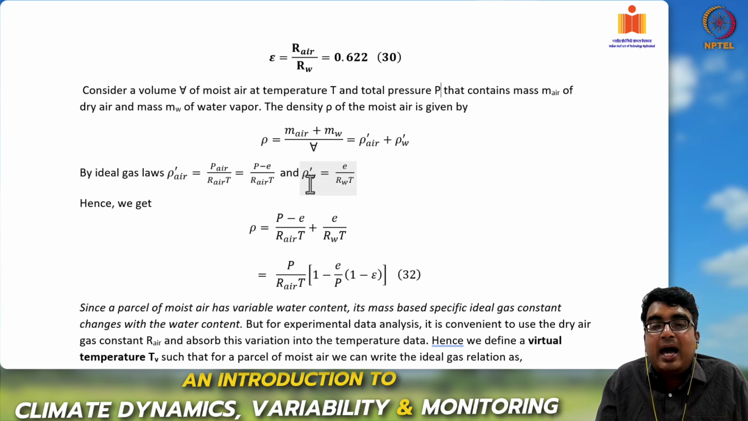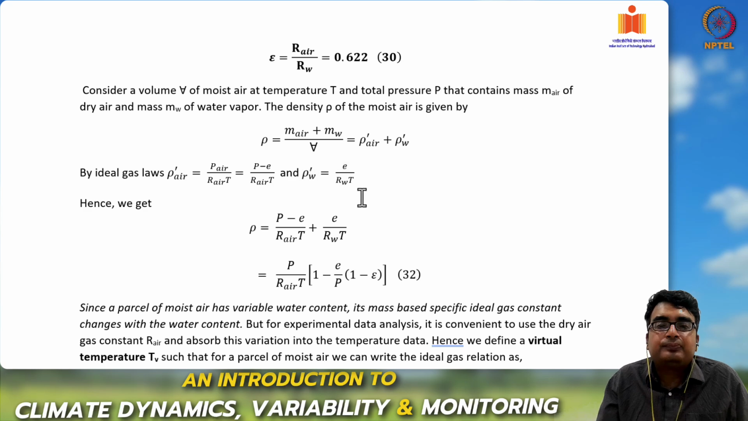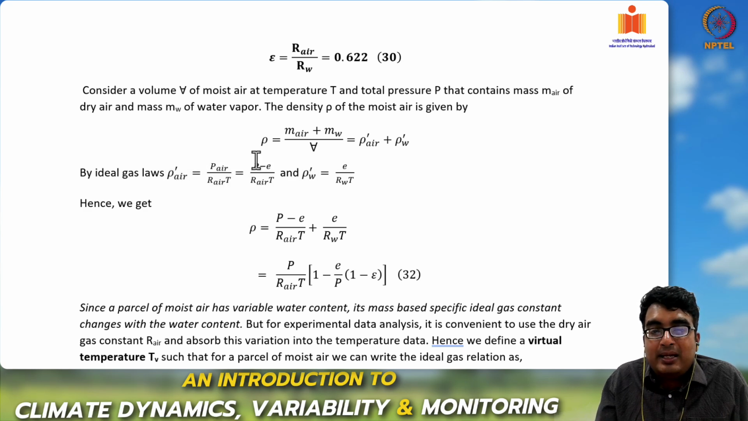And the partial density of water vapor is the vapor pressure, which is E by the gas constant Rw into T. So rho prime air is this expression and rho prime w is this expression. So we can put these two expressions in the expression for rho. So rho becomes P minus E by R air into T plus E by Rw into T.